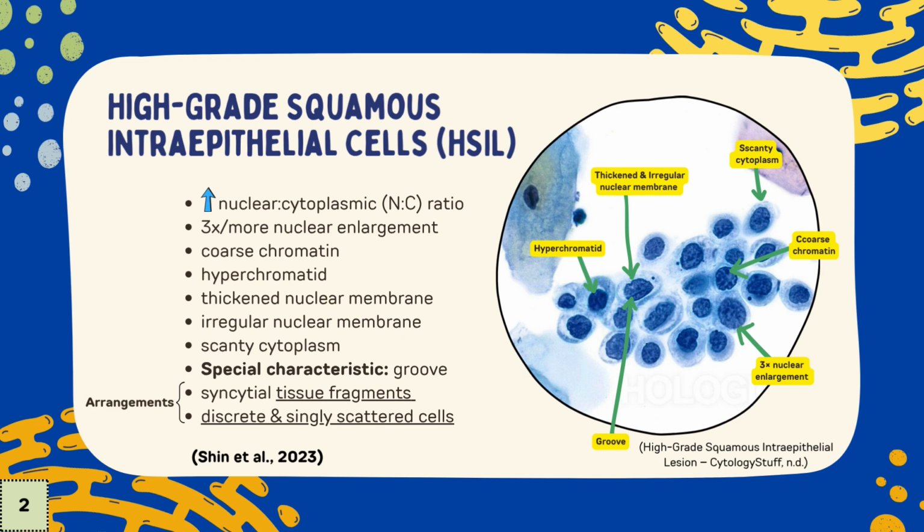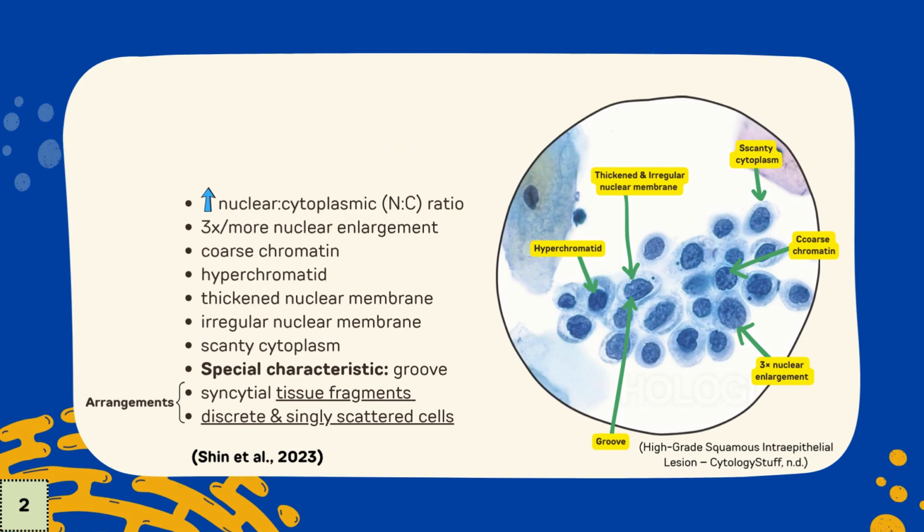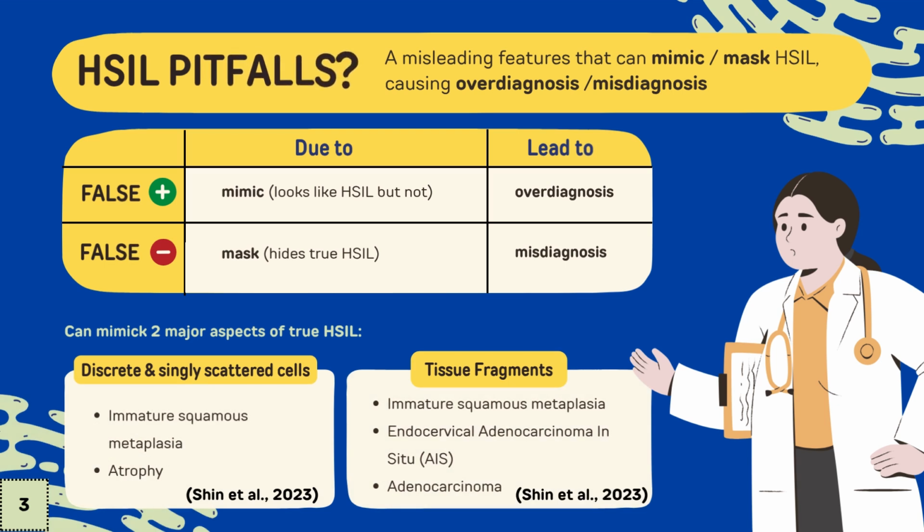It also has spatial characteristics, which is grooves, and the arrangements can be divided into two: the syncytial tissue fragments, and also the discrete and singly scattered cells. After we have known the true characteristics of true HSILs, let us move to the HSIL pitfalls.